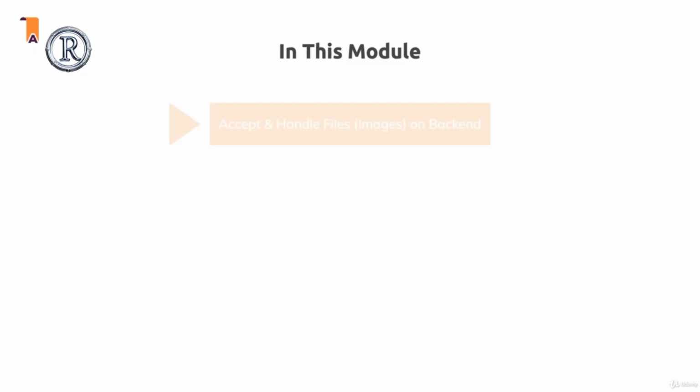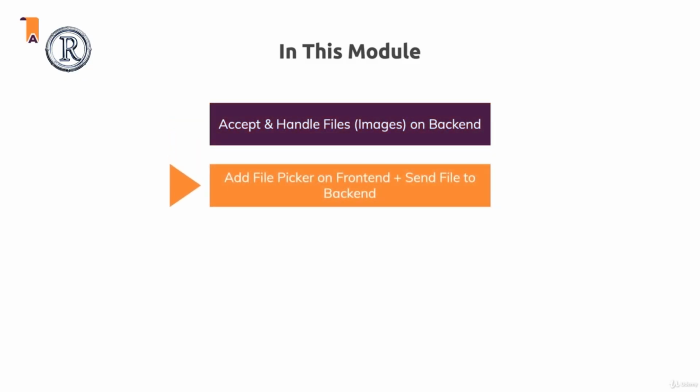In detail, you will learn how to accept and handle files, or specifically images, on the backend of our application, so on the server side, on Node Express side. And of course, we'll also cover the frontend and see how we can add a file picker there in our form and then get that file from the frontend with an HTTP request to the backend. All these things will be done in this module.